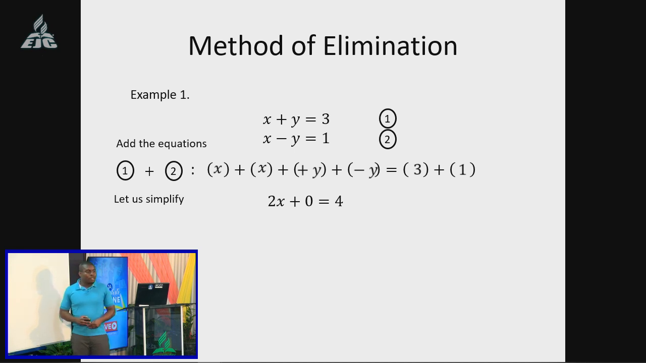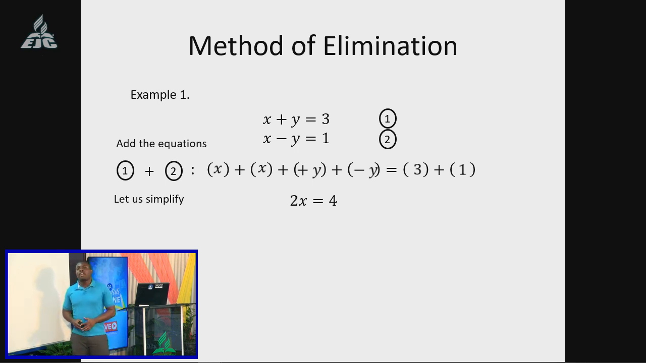x plus x gives us 2x. Now, y plus negative y will give us 0. Of course, they are additive inverses. When we add them, we get 0. And of course, 3 plus 1 is equal to 4. We don't need our elementary teacher to tell us that. So simplifying it, of course, we don't need the 0 there. It's taking up space. So 2x equals 4. And that is the equation that we derive from simply eliminating the y variable.